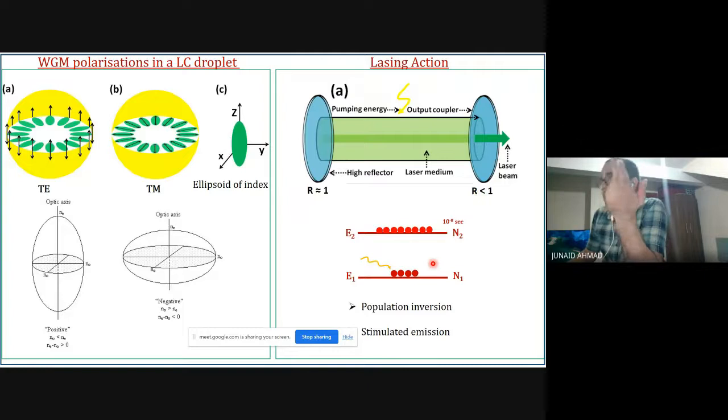So quantum mechanically, what happens? For the sake of simplicity, I'm using this two energy level diagram. Initially the molecules are in the ground state. When we excite them with the external pump source, they absorb light energy and go to the excited energy state. From there, they come down, releasing photons, and those photons go back and forth between these two walls and eventually lase out.